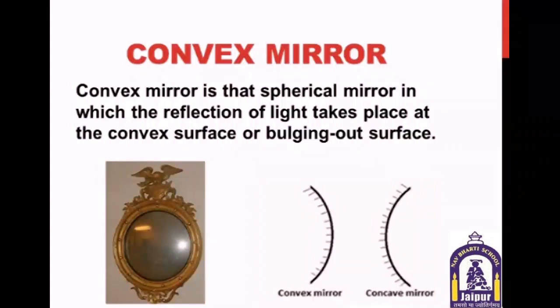Now we will study the convex mirror. A convex mirror is a spherical mirror in which reflection of light takes place at the convex surface, or bulging-out surface. You can have a look here. It is a bulged-out surface. Convex mirrors are used in cars. You must have seen it written there: objects in the mirror are closer than they appear. You must have seen this in the mirrors of cars, so they use a convex mirror. A convex mirror shows the object closer to itself.